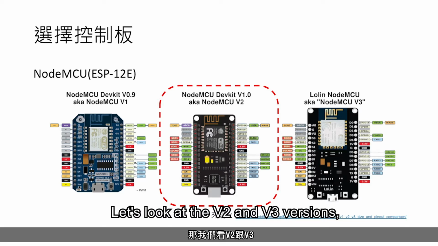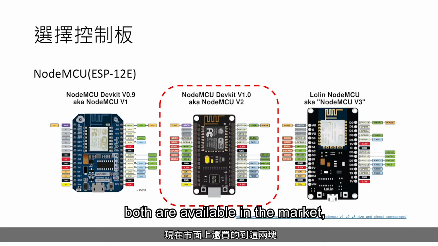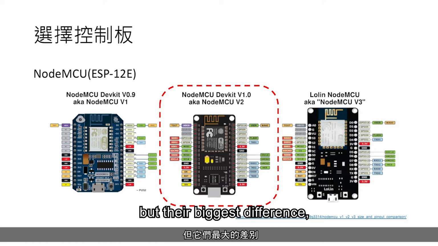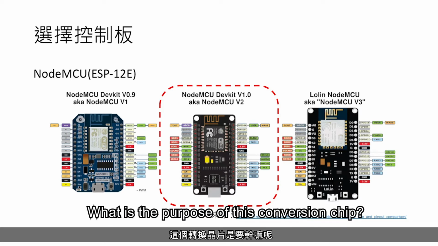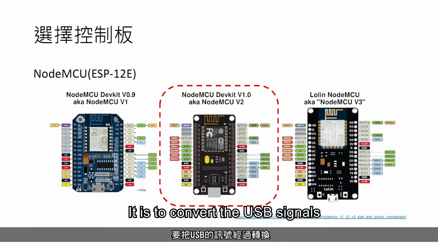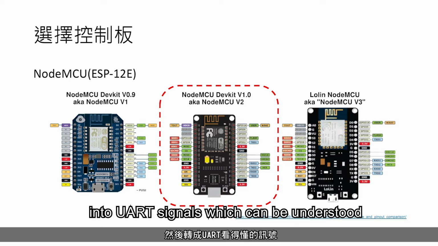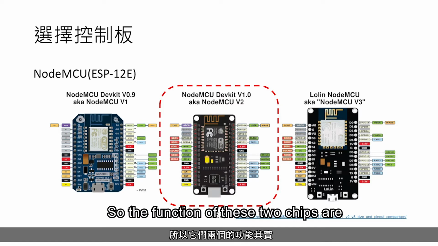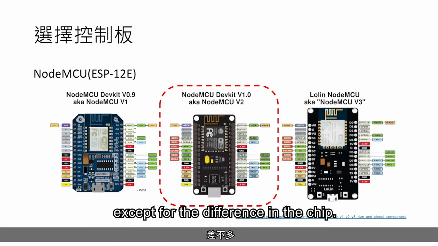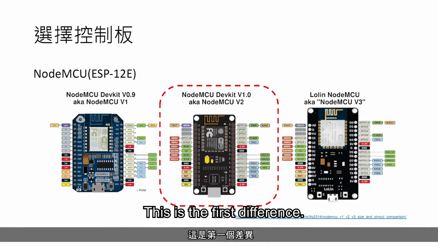Let's look at the V2 and V3 versions. Both are available in the market, but the biggest difference between V2 and V3 is in their conversion chips. You can see that this one is CP2102 and this one is CH340. What is the purpose of this conversion chip? It is to convert the USB signals into UART signals, which can be understood. So it is like a signal converter. So the function of these two chips are actually similar, except for the difference in the chip. This is the first difference.